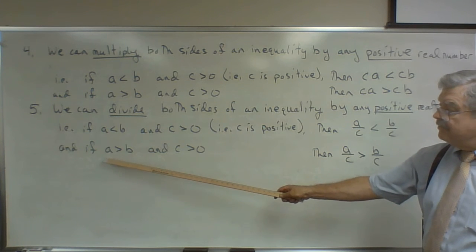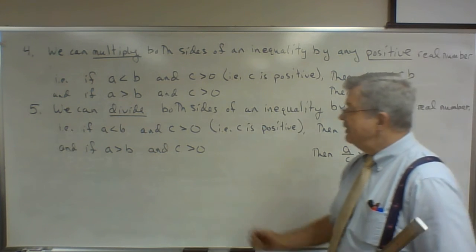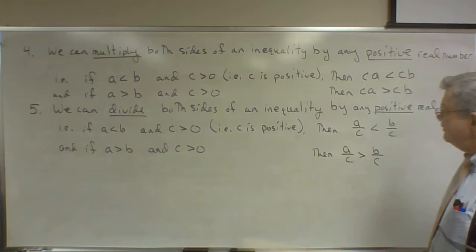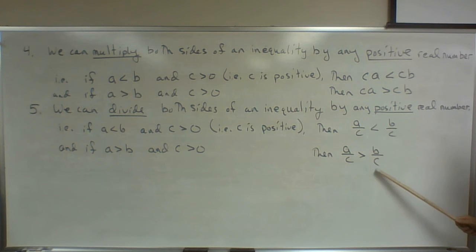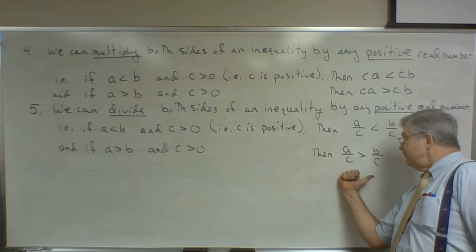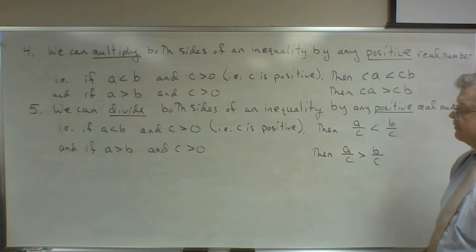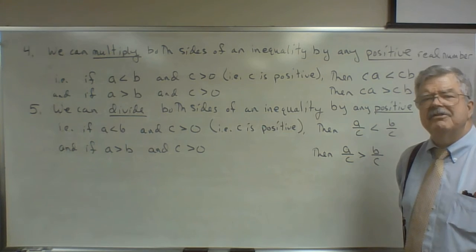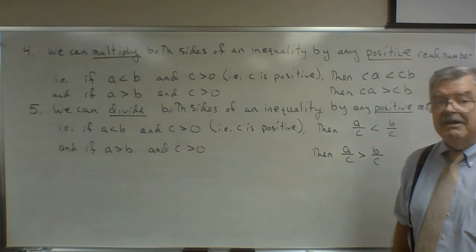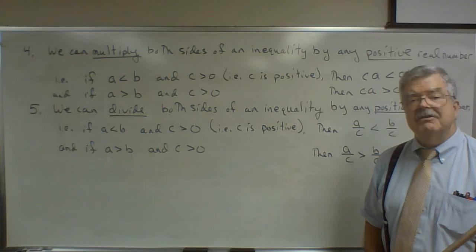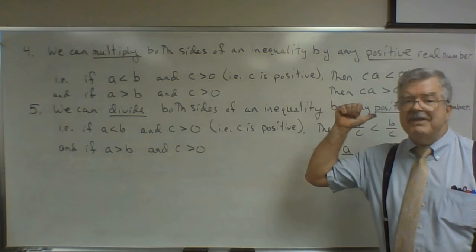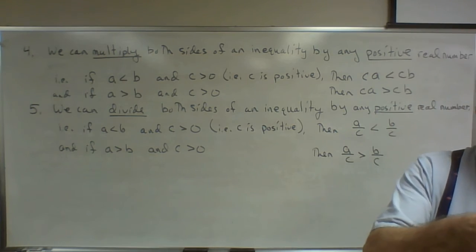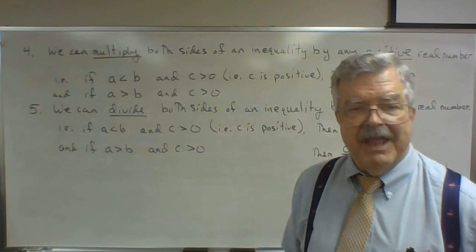Now suppose A is greater than B. In other words, the inequality is pointing in this direction. A is greater than B, and we divide both sides by C. The inequality still points in that direction. So we can multiply or divide both sides of an inequality by a positive number, and the resulting inequality will point in the same direction. It will point in the original direction. Let's have some examples.